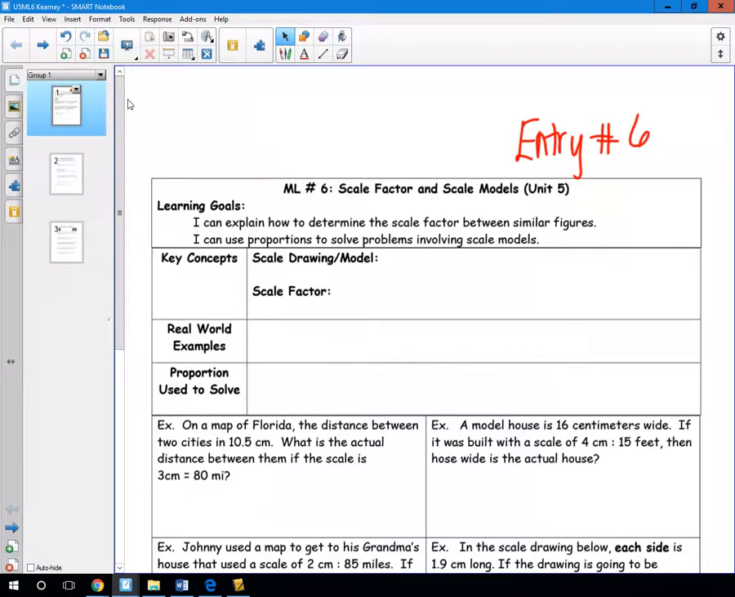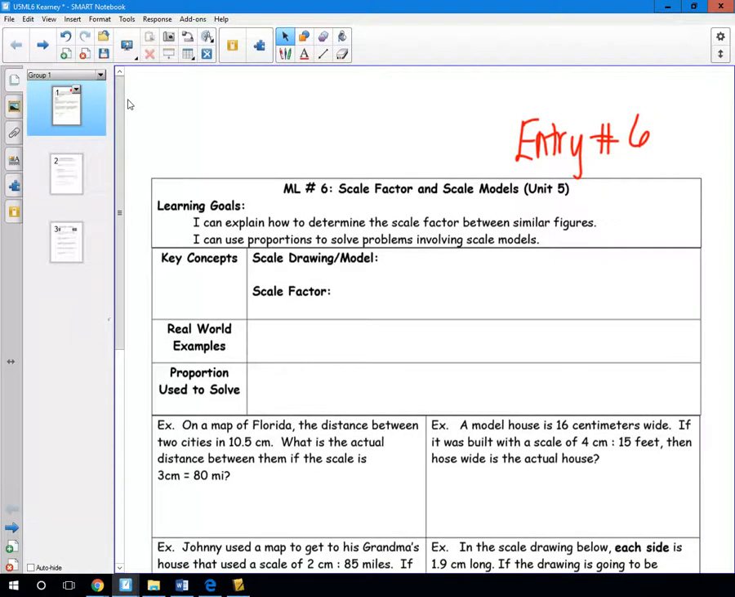Excellent. So today we are going to be working on something called scale factor. And we're going to be solving for missing pieces like we've been doing with proportions. We're just going to be applying it to a real world application called scale factor and scale models. So let's take a moment to talk about what in the world is a scale drawing or a scale model.